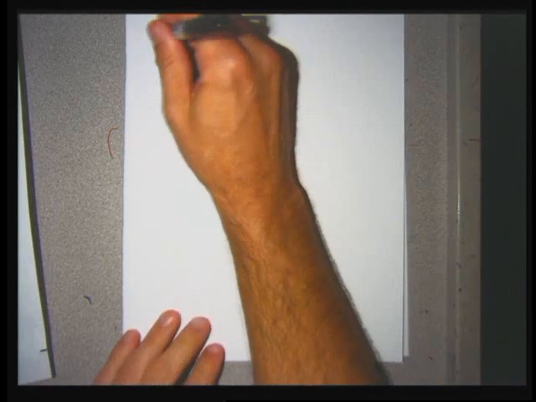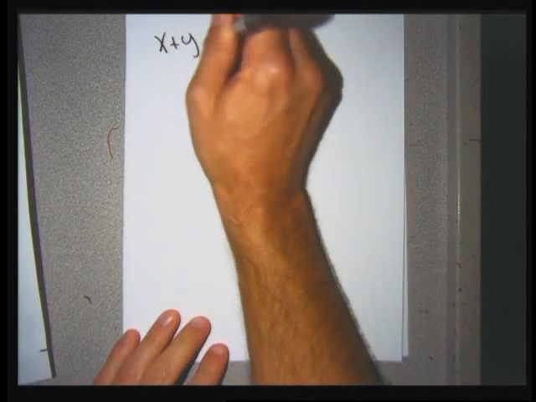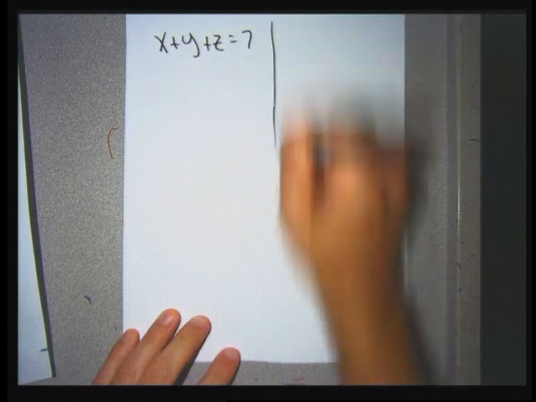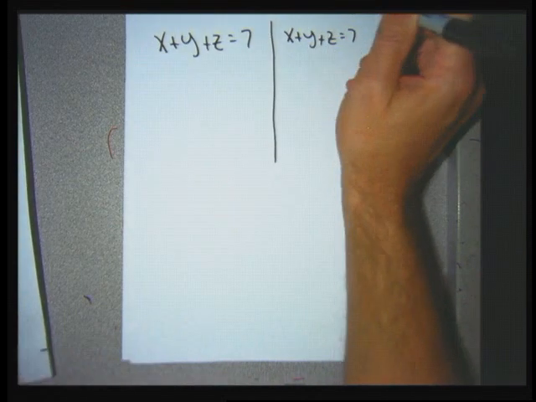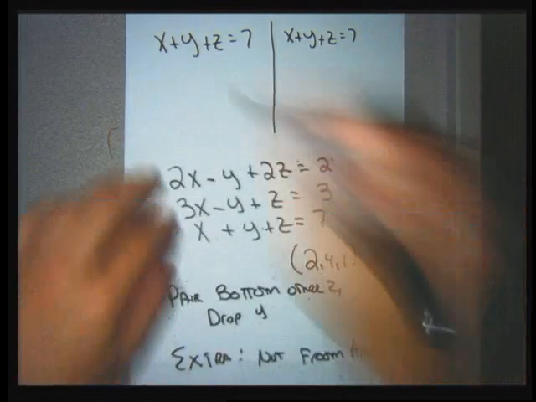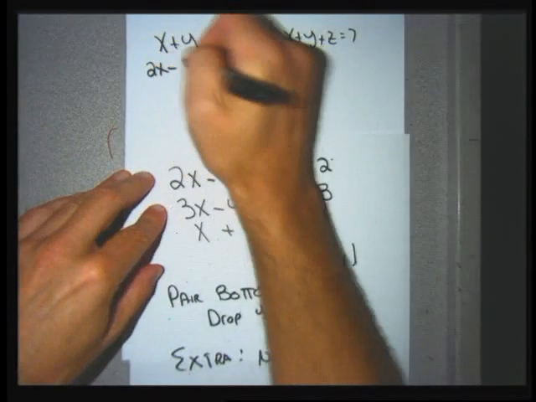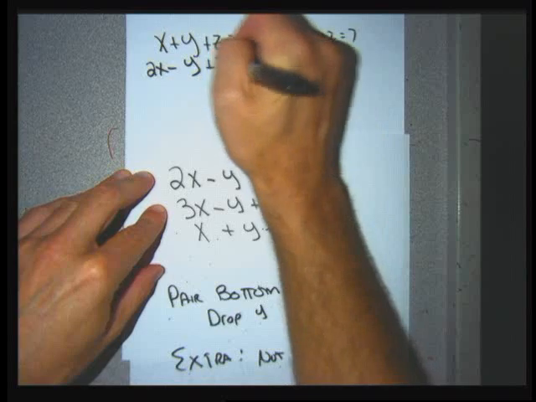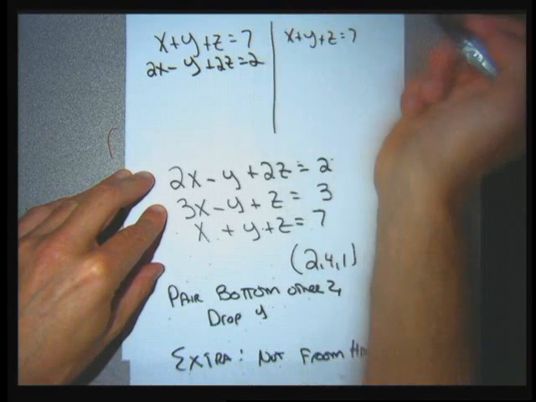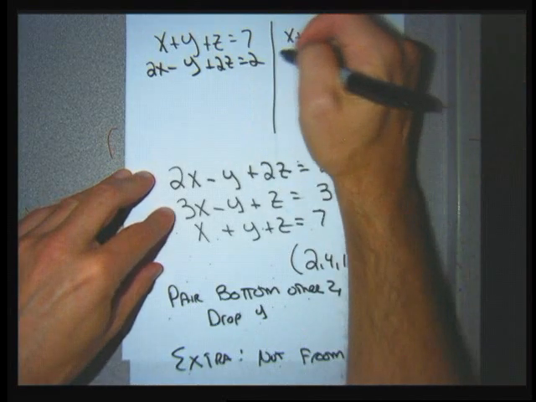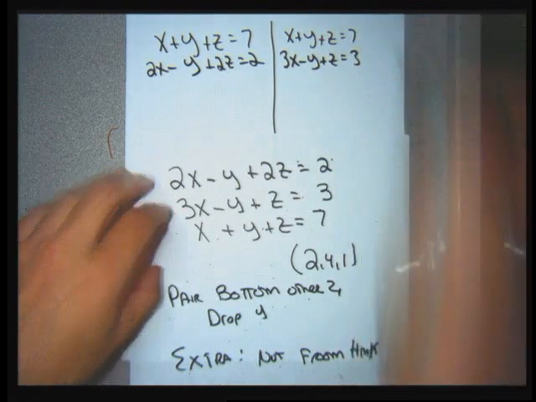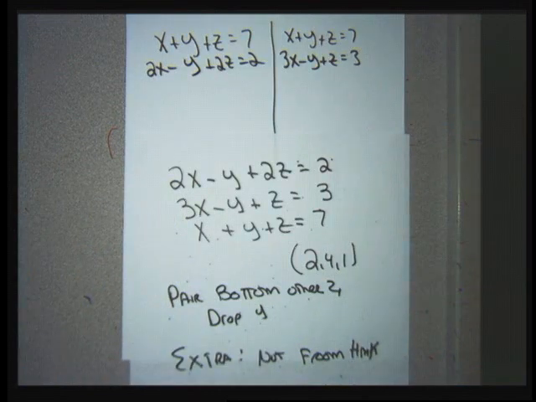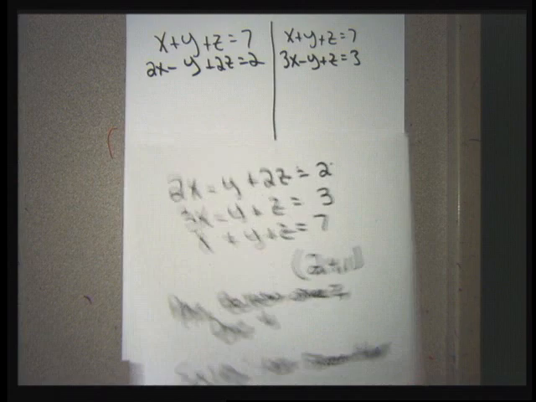So I take the bottom equation, x plus y plus z equal to 7, and put it on the top equation, 2x minus y plus 2z equals 2, and the middle equation, 3x minus y plus z equal to 3. So my goal again is to get x equal to 2, y equal to 4, z equal to 1, because that is the answer to this. We actually checked this when we did problem 6.